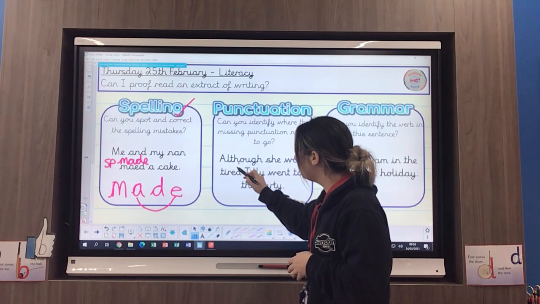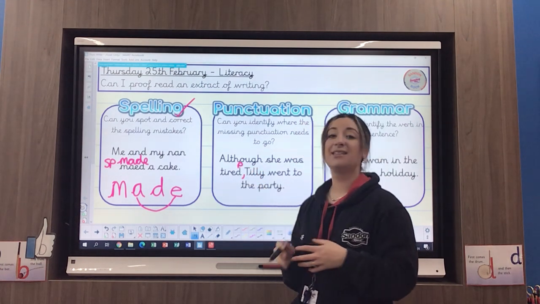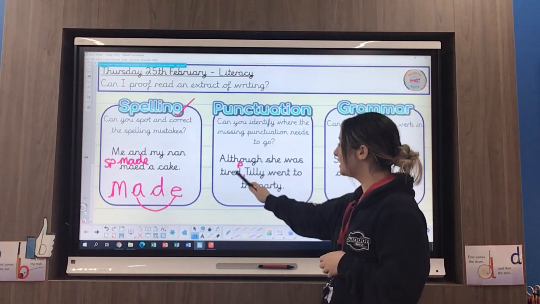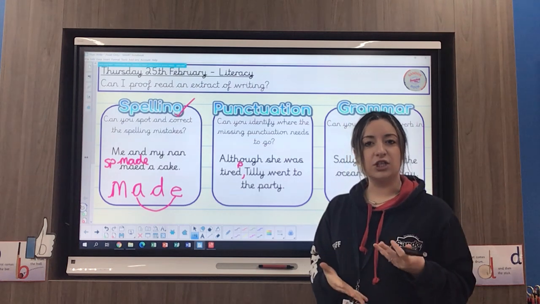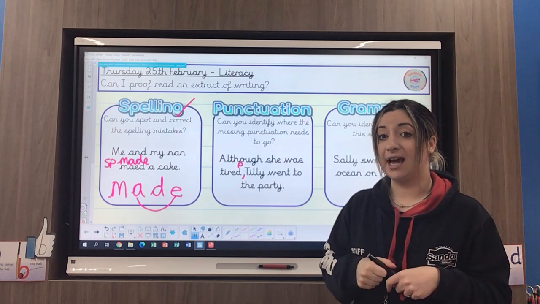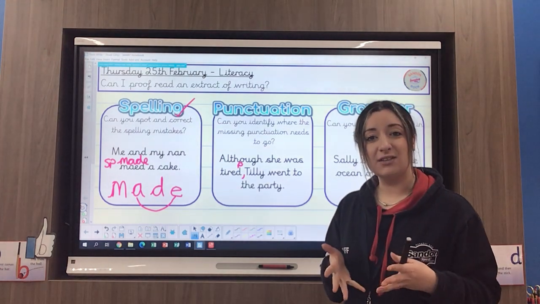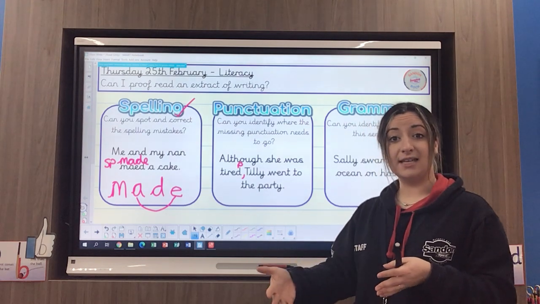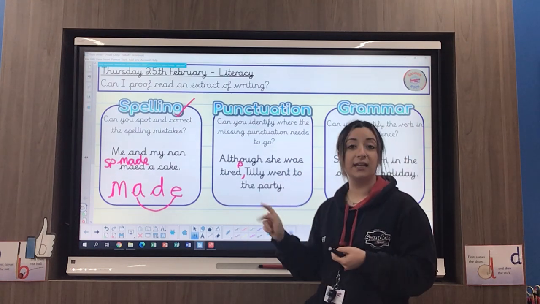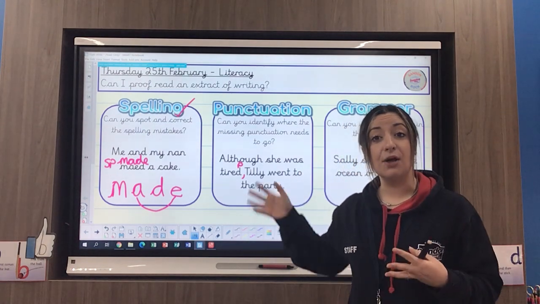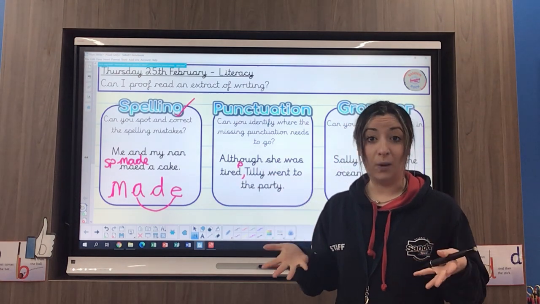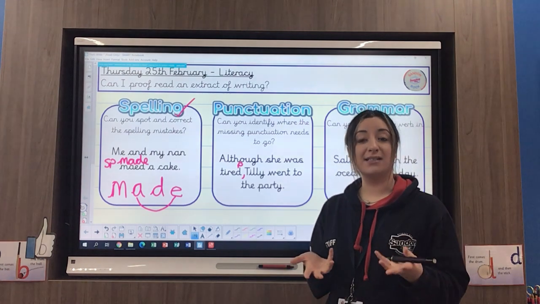So I'm going to put my P for punctuation and my comma to separate the main clause and the subordinate clause. Although she was tired, does that make sense on its own? Can that be a sentence on its own and make sense? Although she was tired. No, that wouldn't make sense on its own. Let's see if the other half of my sentence is a main clause and makes sense on its own. Tilly went to the party. That does make sense on its own, so that is my main clause. And although she was tired is my, well done, subordinate clause, which doesn't make sense on its own.